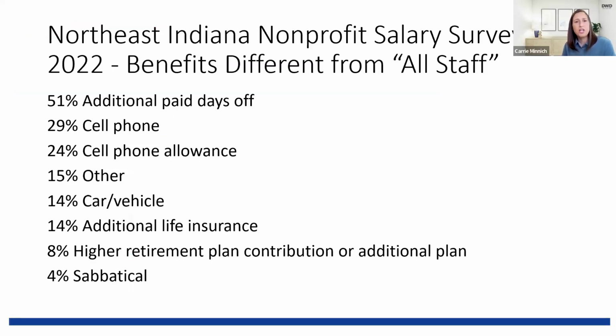In addition to the salaries, they also, in the 2022 survey, have benefits for executive directors, and these are specifically benefits that are different from all of the other staff. So 51% receive additional paid days off that the other staff don't get, cell phone allowances, those types of things. So you can also utilize this for looking at benefits when you're looking at comparability data.